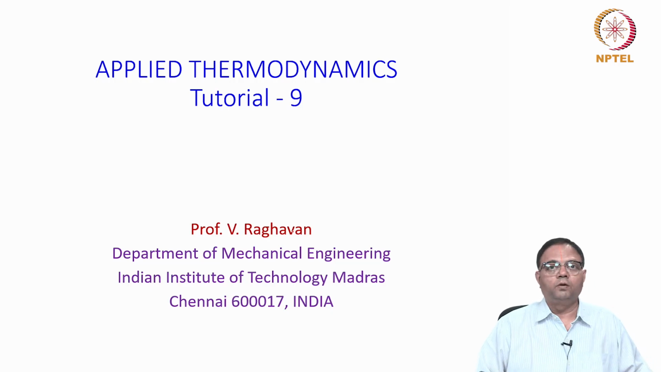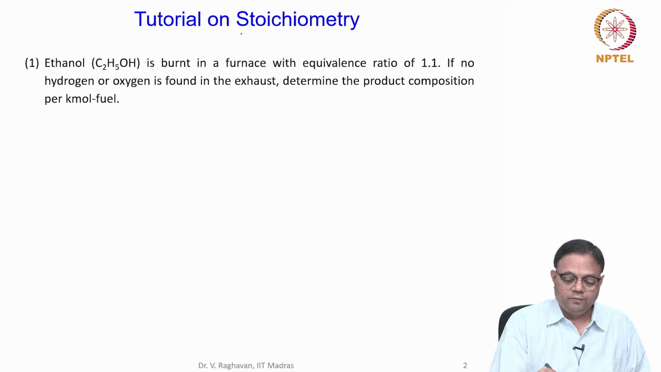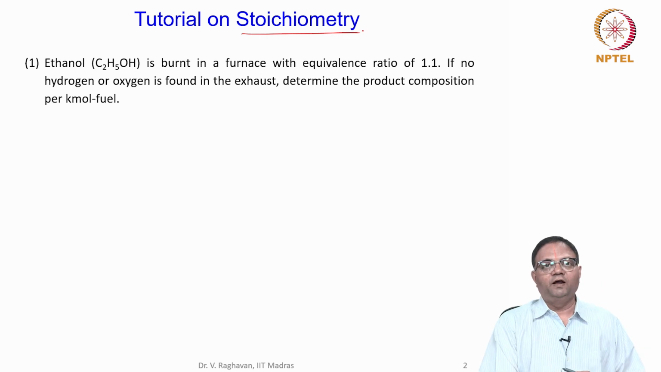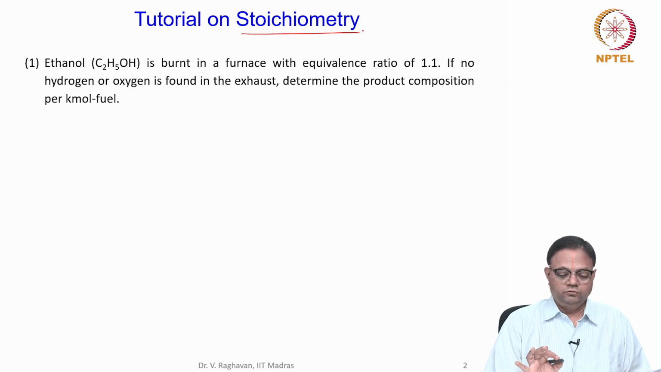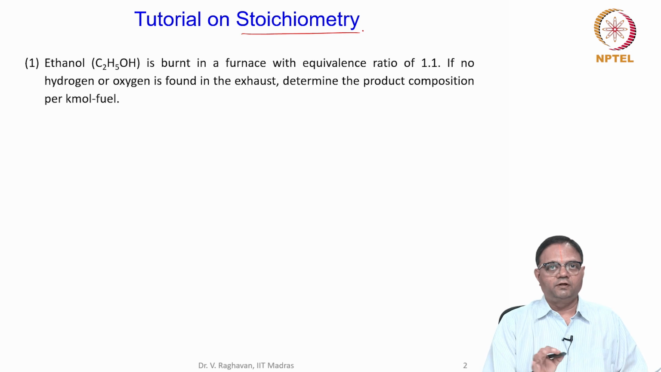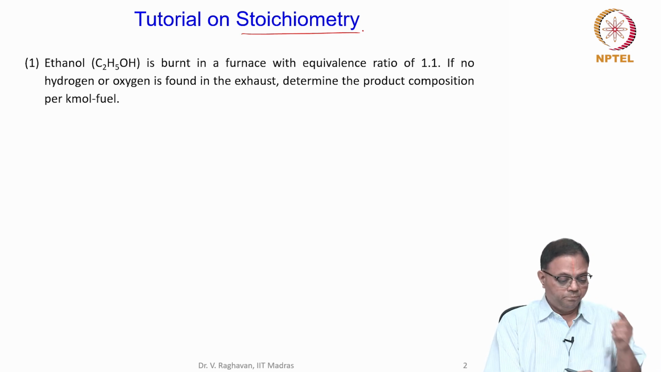Let us move on to tutorial number 9. This is on stoichiometry. This is a theory where we will try to calculate the amount of oxidizer required to burn 1 kg of fuel or 1 kilomole of fuel, assuming that complete combustion takes place. So, the theoretical amount of air which is required is calculated using this study.